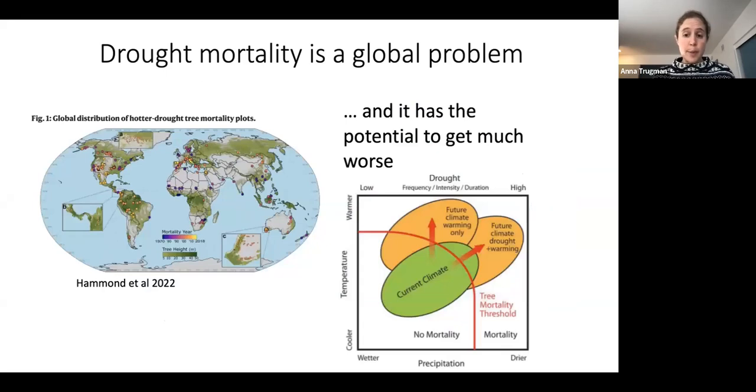And looking forward, there's potential for this to get much worse. So we expect changes in precipitation with climate change that are relatively uncertain. But as you warm the atmosphere, you also increase the amount of moisture the atmosphere can hold. And this increases vapor pressure deficit, which puts additional stress on trees. And it's expected for this vapor pressure deficit to increase globally.